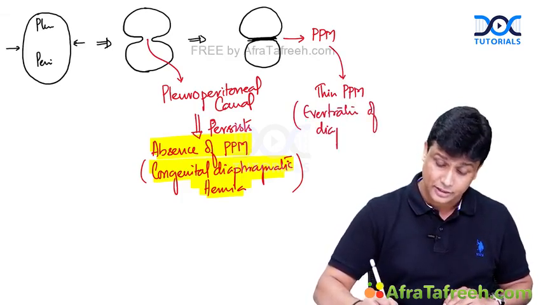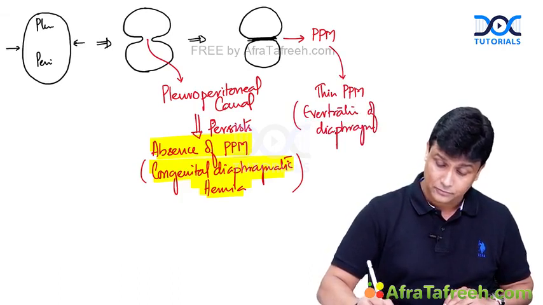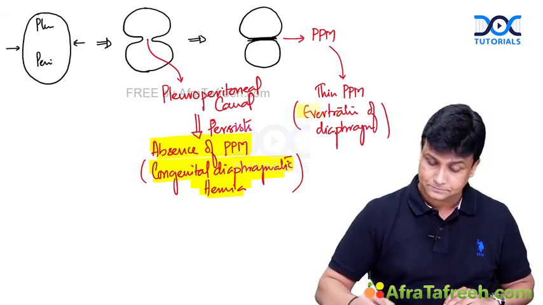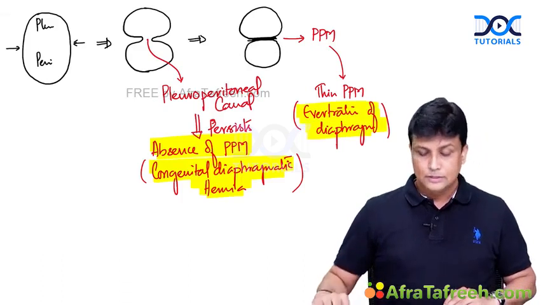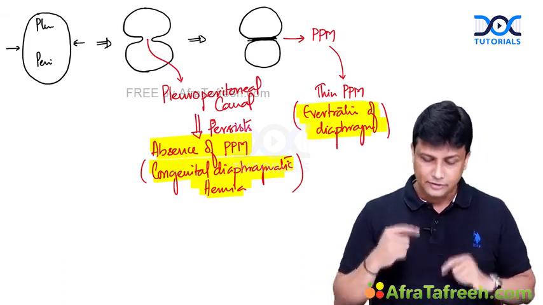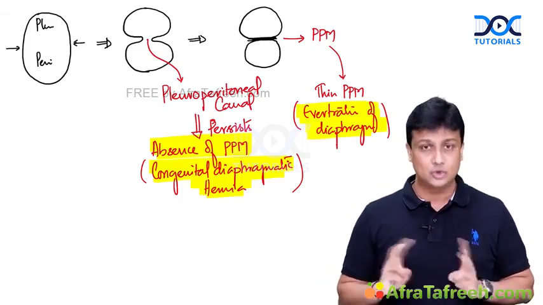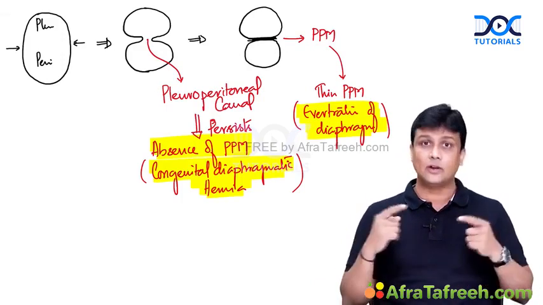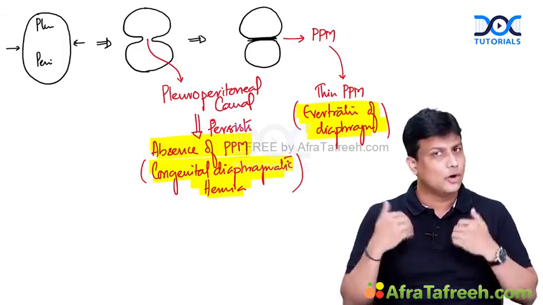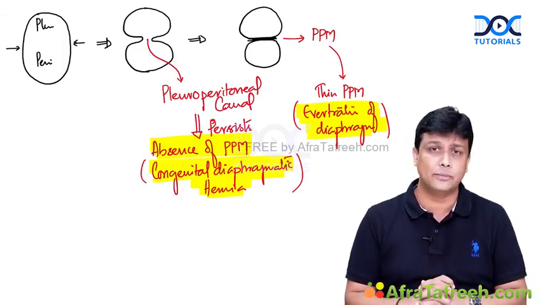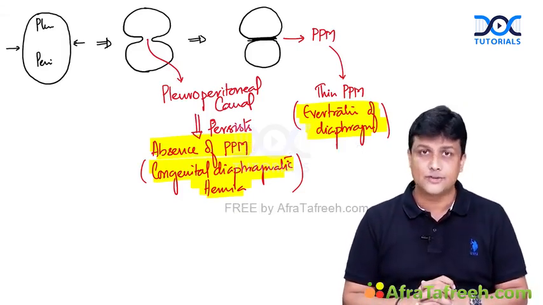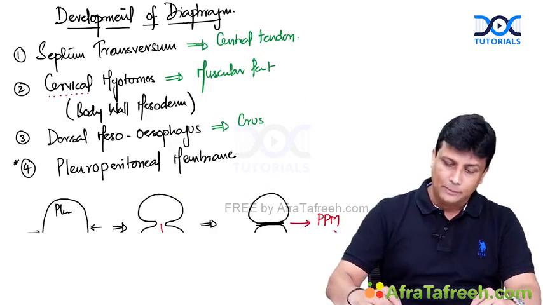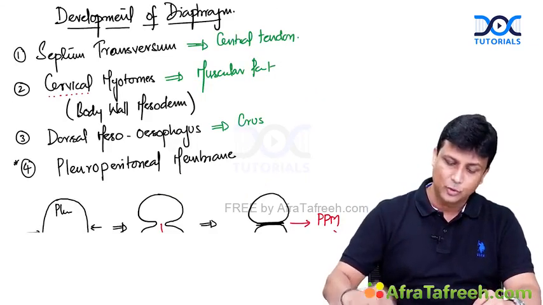Even this has been tested in your exam. It will lead to eventration of diaphragm. Because of that thin pleuroperitoneal membrane, there will be eventration of the diaphragm, guys. So, these two conditions you have to be very clear. I repeat once more. If it is very thin, it will lead to eventration of diaphragm. If it is not at all formed there, absence of pleuroperitoneal membrane, then it will lead to congenital diaphragmatic hernia.